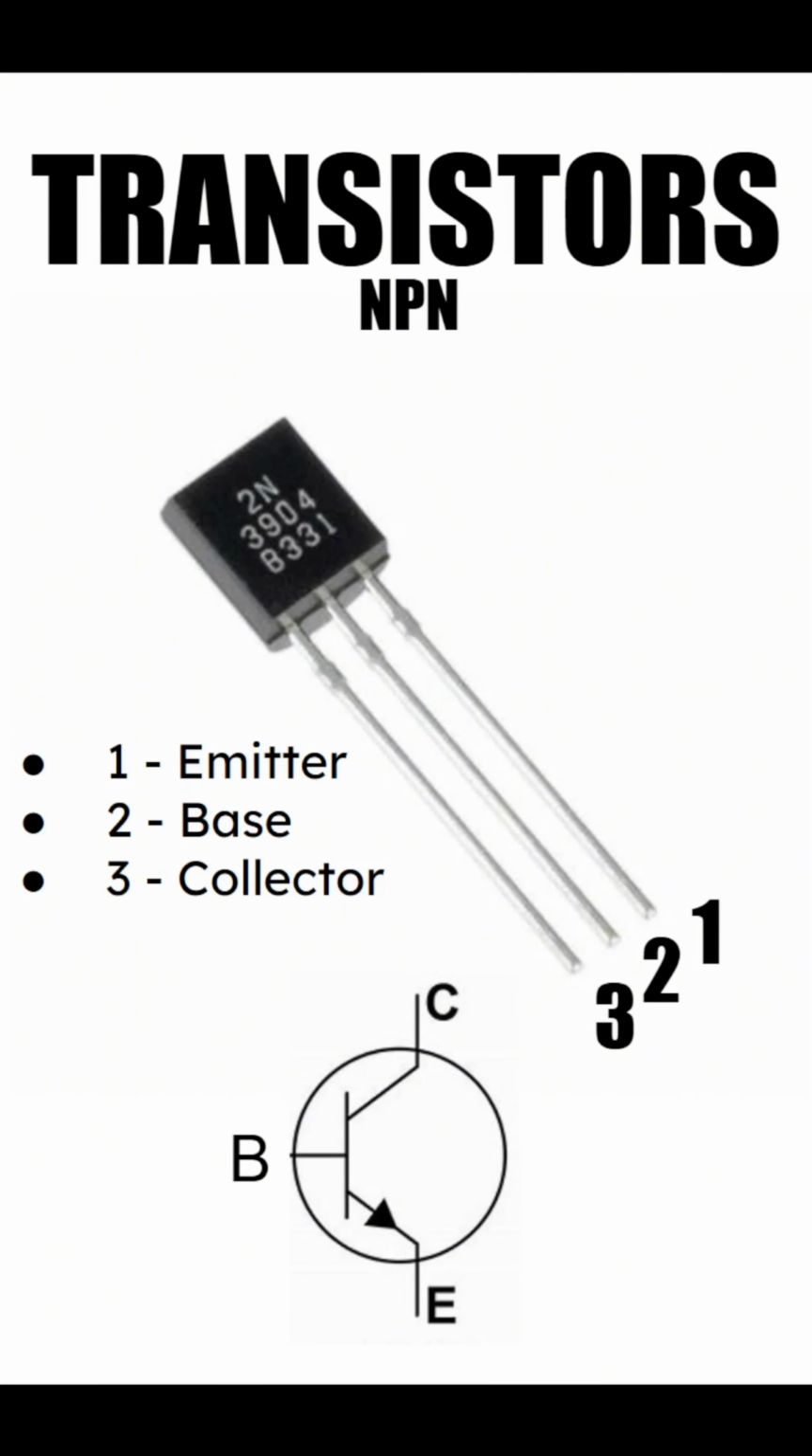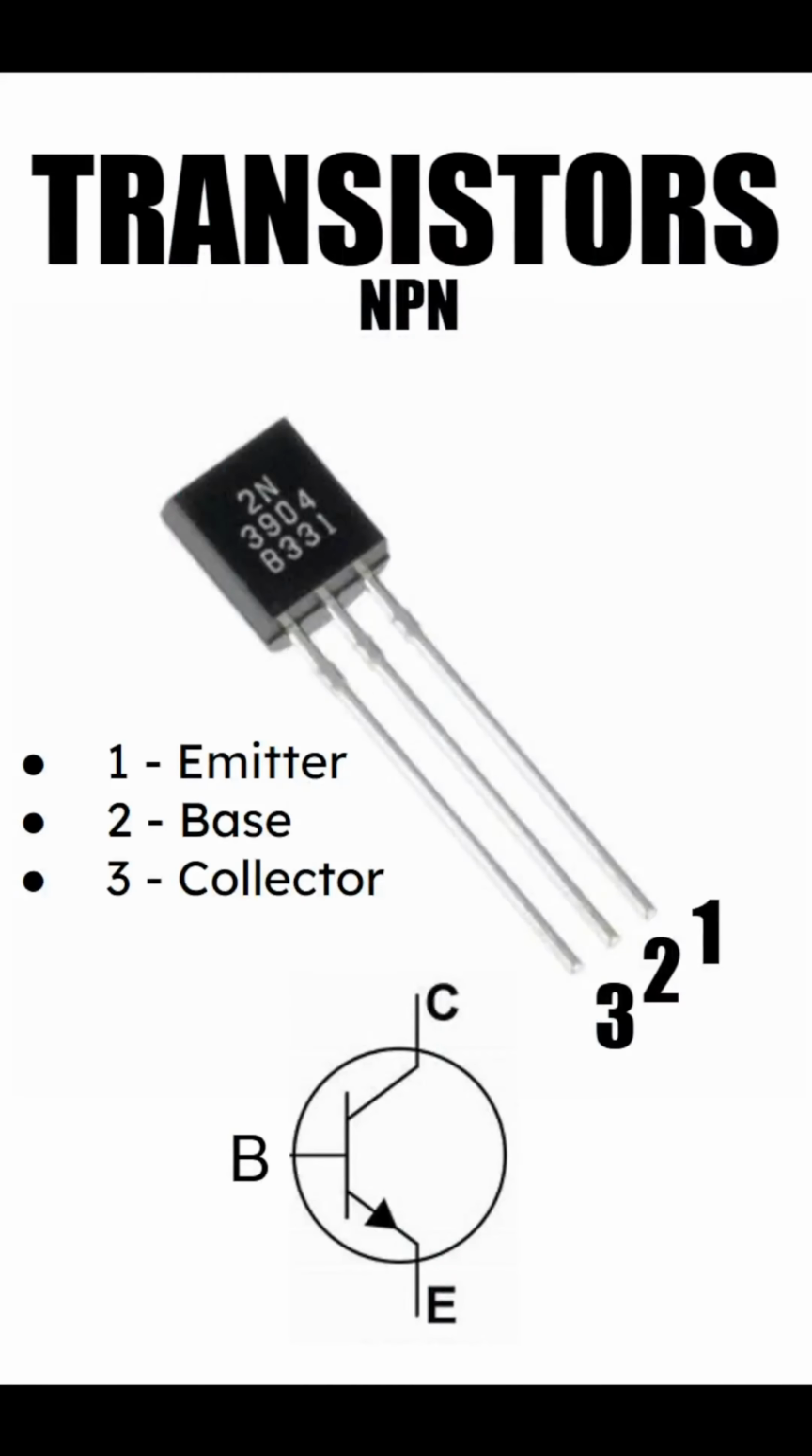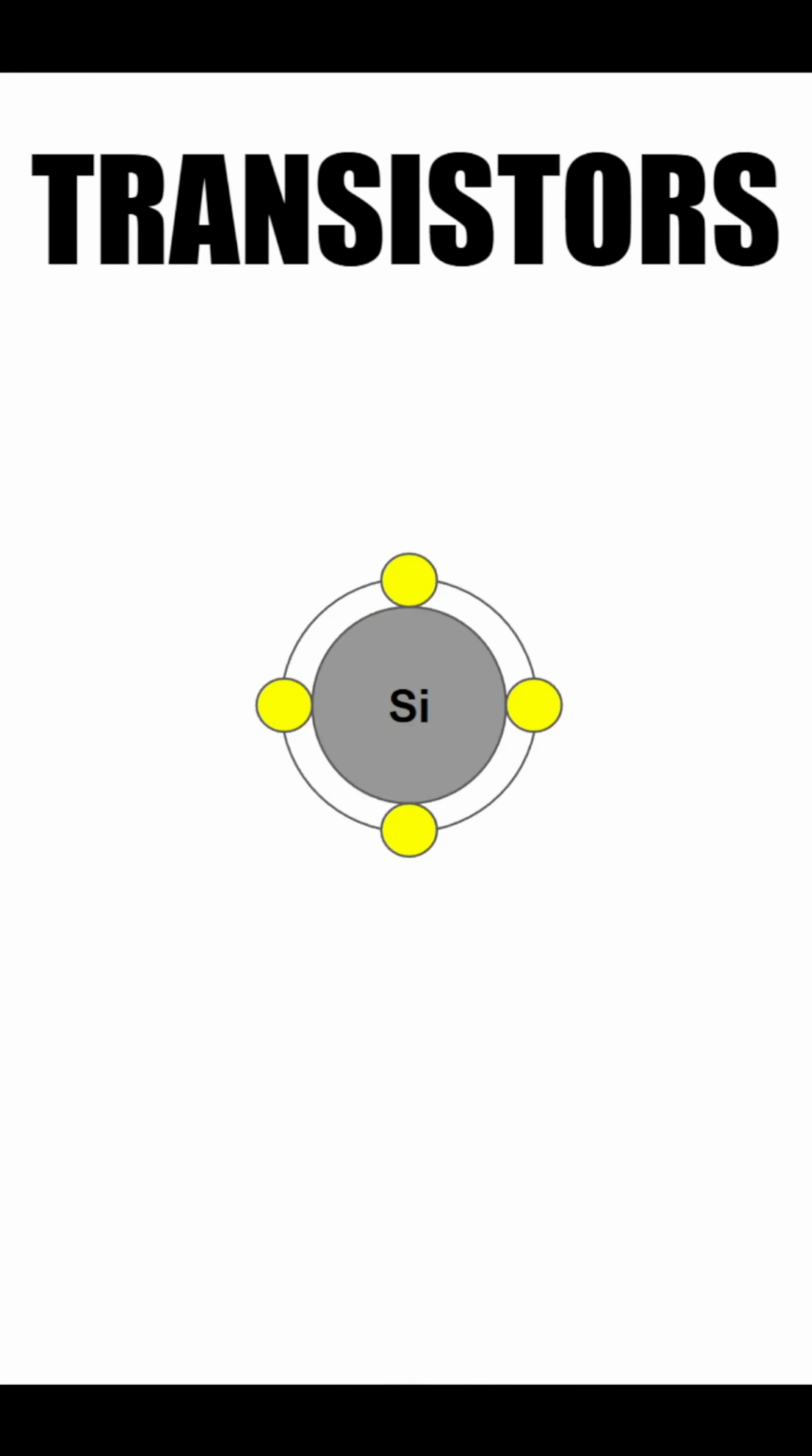We use transistors to create logic gates, which I have a series on if you want to know what those are. But how does a transistor work? Transistors use semiconductors, the most common of which is silicon. And silicon has 4 electrons in its valence shell, aka its outermost electron shell.